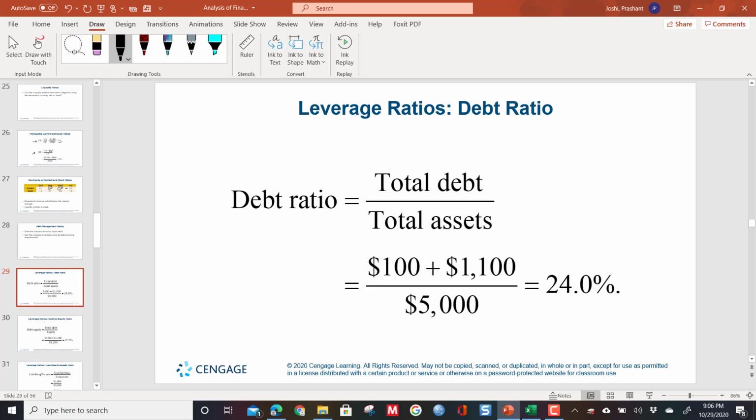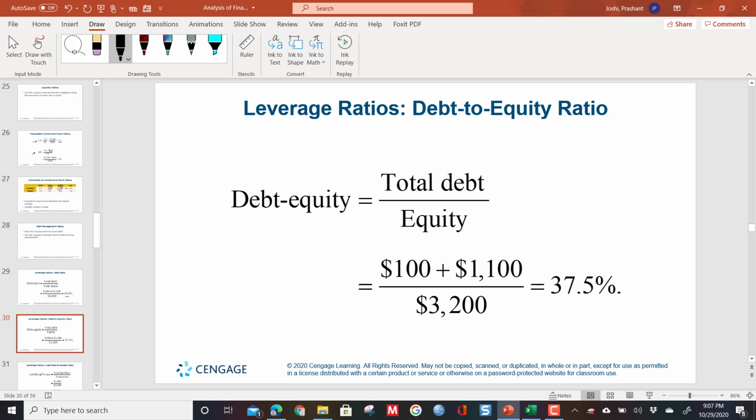So the leverage ratio is the debt ratio, which is the total debt to total assets. So it is 24% higher. Is the debt ratio a good sign or bad sign? You see it with the industry, but that means the company has more obligations to meet, and if the company fails to generate the income to meet the obligation, then the risk of bankruptcy will be higher.